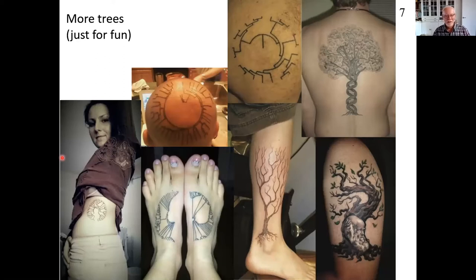So they have made tattoos, which are, some of them are crazy. Would you put a tattoo like that on the top of your head? What? Some people are mad. Or here, there's another tattoo. I don't know who would see that. So these are some more trees that people have put on their bodies.